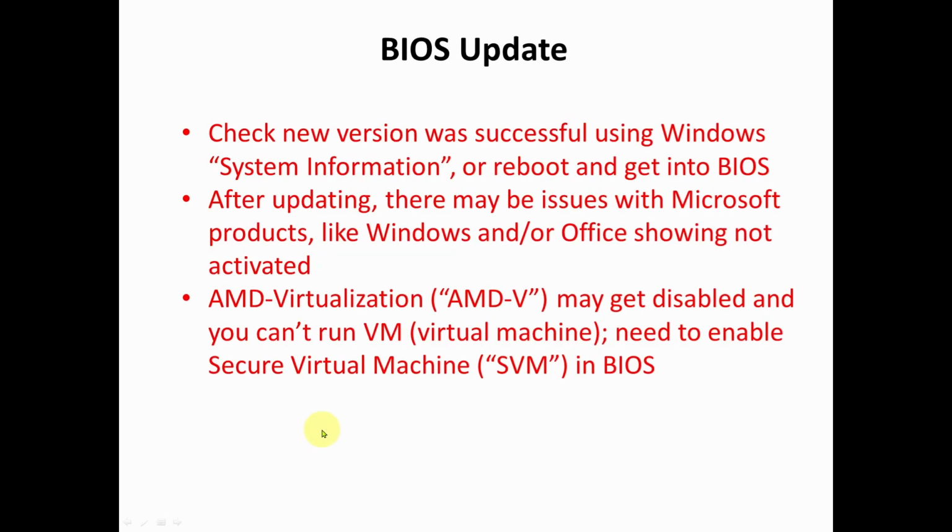So if everything was successful, you can go into Windows and check that the new version was installed using the Windows system information as we showed before, or you can just reboot and get into the BIOS and it will give you the latest version that's been installed. Also, keep in mind, as we mentioned, after updating, there may be issues with different software. Microsoft products like Windows and or Office might show not activated. You're going to have to go online and see how to fix that. In my case, for Office, I just had to click a button and it would automatically activate again.